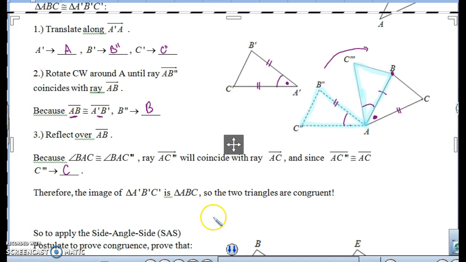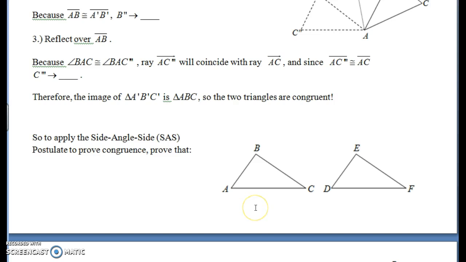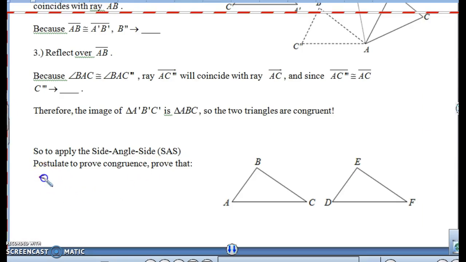So what we've just proved is the side angle side postulate. We can now use this postulate to prove triangles congruent. Now, you're not going to have to use rigid motion to do this. We're actually going to be doing proofs. So this is what we have to do. Now that we know that side angle side proves triangles congruent, because we just proved it using rigid motion, what we have to do is get a pair of sides congruent and prove that the angle between them is also congruent.